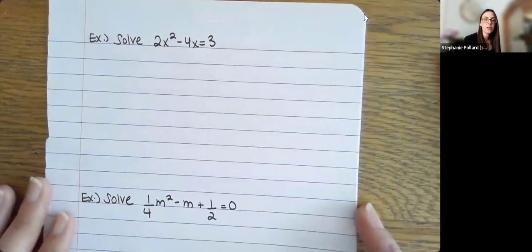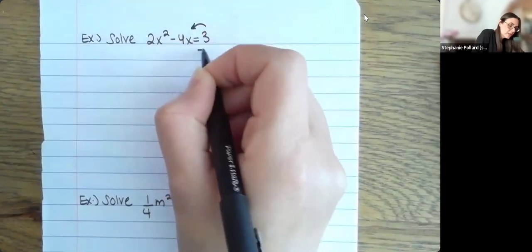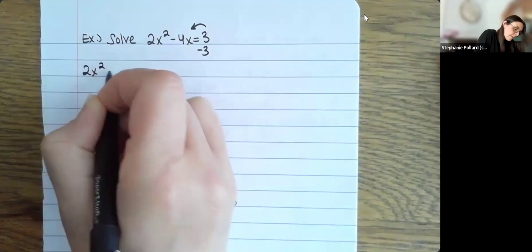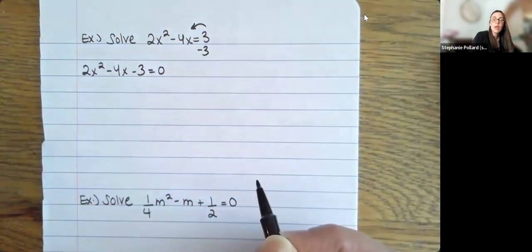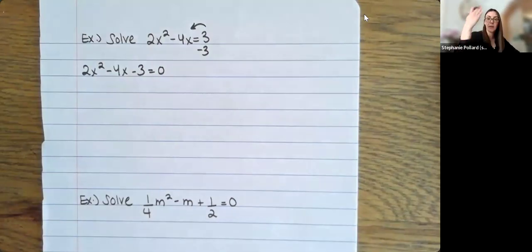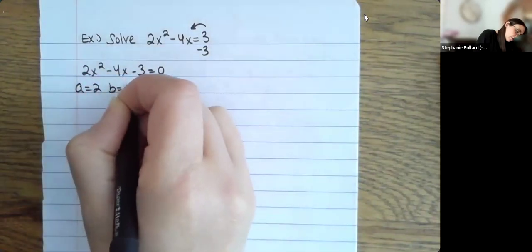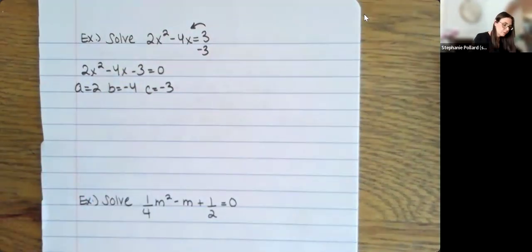All right, here, I do have to start by rearranging this. I do need to have an equals 0 on one side, so I'm going to subtract that 3 from both sides, and I get 2x squared minus 4x minus 3 is equal to 0. Now everything is in the correct order, right? I have my square term, my x term, and my constant. So my a here is 2, my b is -4, and my c is -3. Again, watch out for those negatives.